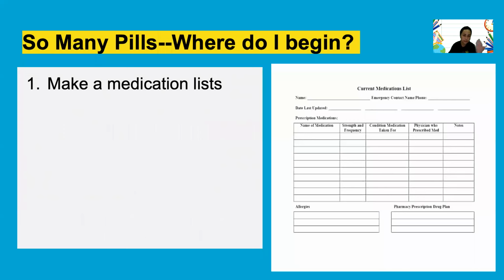Okay? So many pills, where do I begin? Ang daming gamot ng patient mo. Paano mo iso-sort, organize? First, you can make a medication list like this. Okay? So you have the name of the patient, the date, and then the medications. The name of the medications. Here is the frequency, the condition the medication is taken for, para saan, the physician who prescribed the medication, and the notes. Okay, may allergies pa siya dito. So, yun yung pwede mong gawin na una.